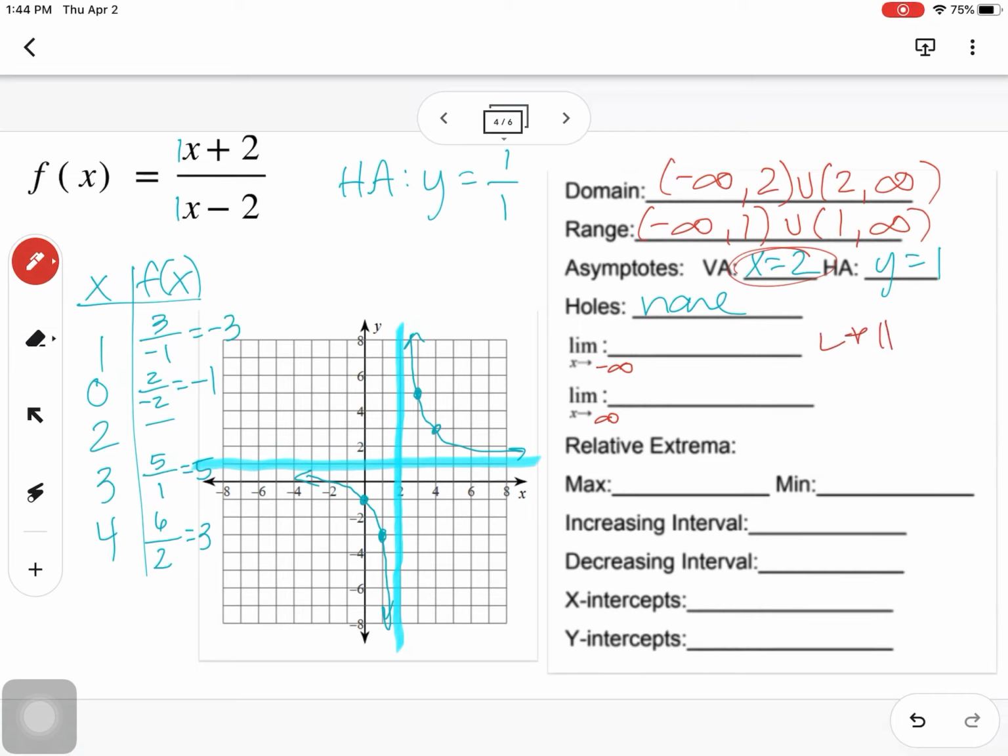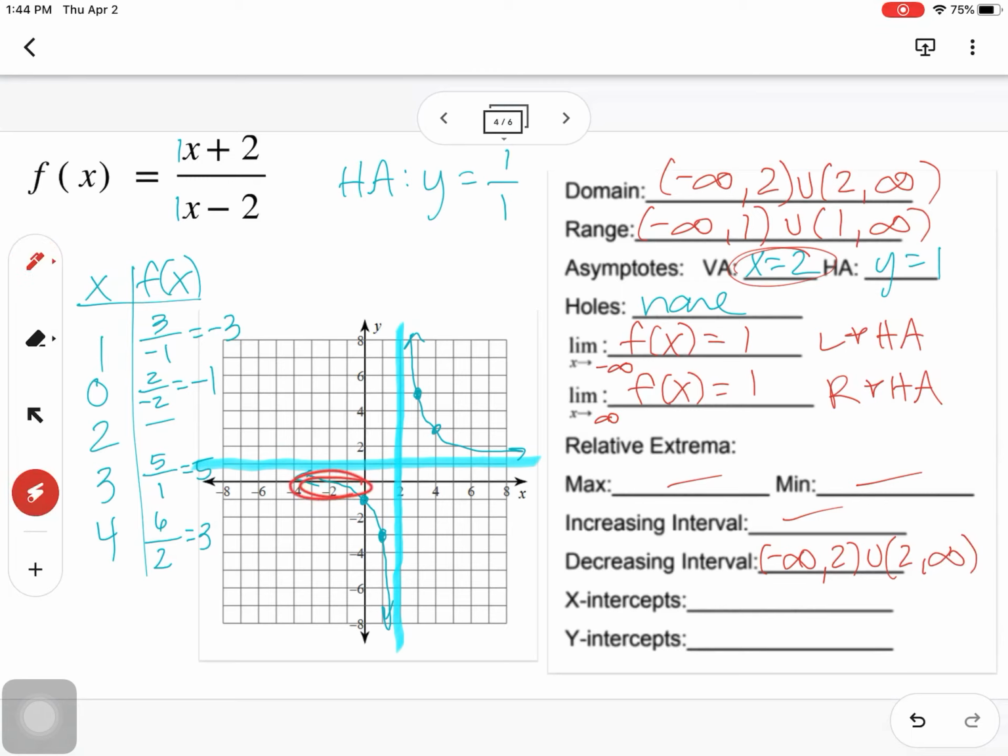To the far left, it's going to approach this asymptote, as well as to the right. And so both of these will equal 1, because that is where the asymptote is at. These are both decreasing. So I'll put my whole domain in decreasing.